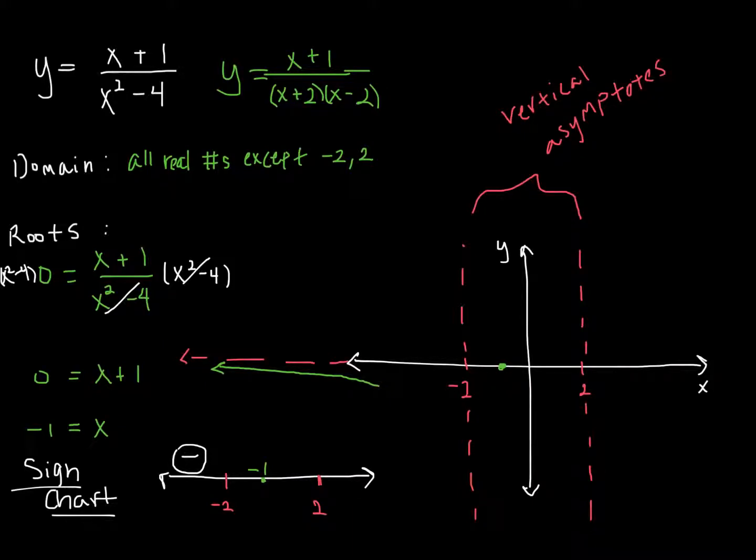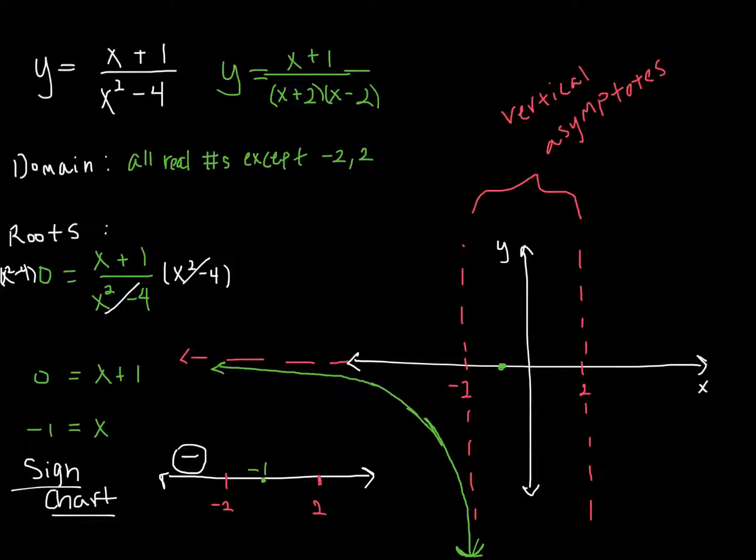If you plugged in negative 2.1, you're going to get a very, very big negative number, right? And so that means you're going to be way down here. And if you plugged in a number even closer to negative 2, you're going to get even more negative. So we find that as we move closer to negative 2, our function is going to approach negative infinity. And we can just kind of connect. And there we have our function to the left of negative 2.